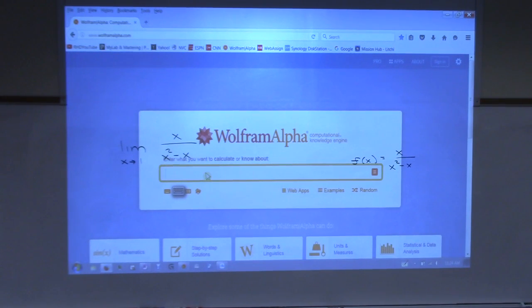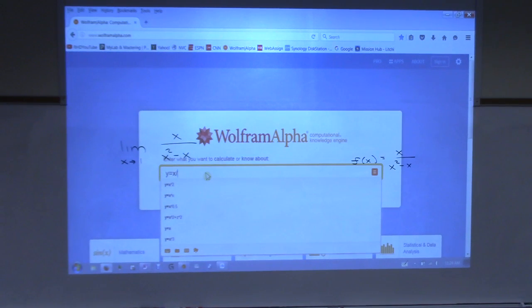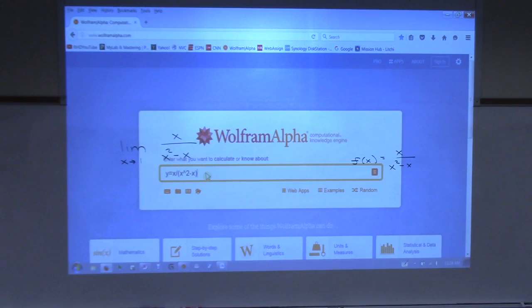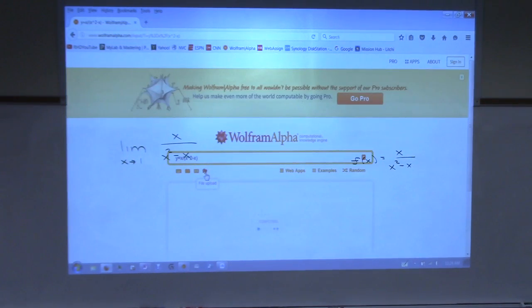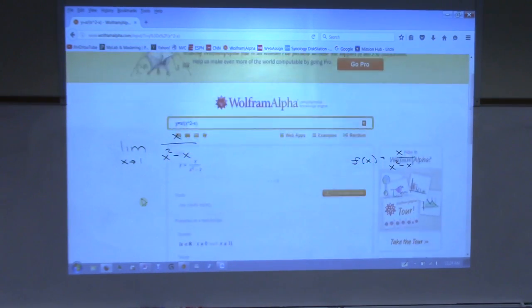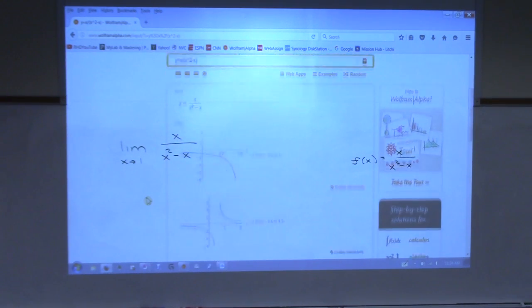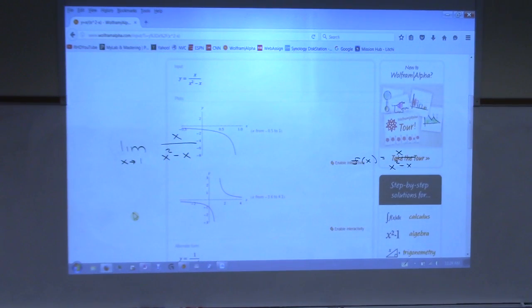I'm just going to type in, and it's a little tough to type these in, y equals x divided by, in parentheses, x squared minus x. Was that it? Yep. I'm just going to hit enter, and Wolfram Alpha is going to do the rest. There we go. It just drew the graph for me. See that?